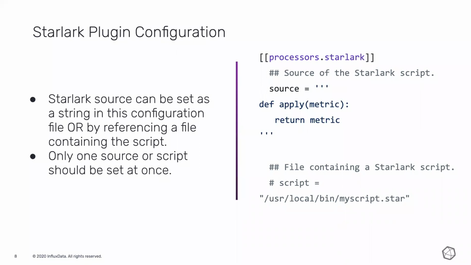So next, this is what the Starlark plugin configuration will look like, the general template of it. The function itself will require an apply. We'll call an apply function, and you can return none, a single metric, or a list of metrics. In your actual configuration, you'll either set your function directly in the processor configuration, as seen here, wrapped in the source, or you can reference a longer script, or just a script in general, in your plugin as well. Only one source or script can be used per Starlark processor, so that's pretty key.